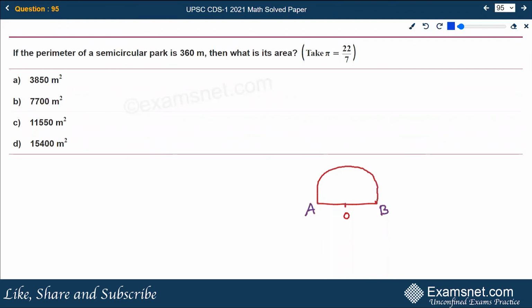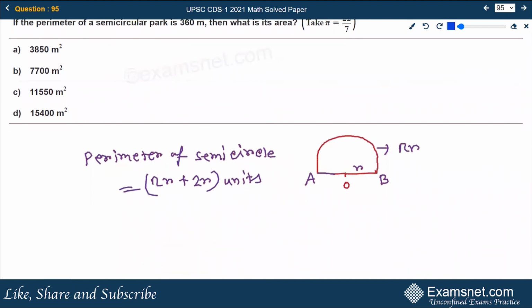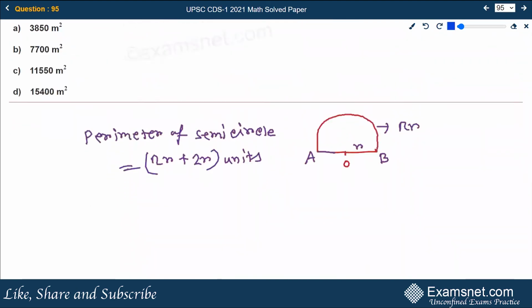In question number 95, we are given that the perimeter of a semicircular park is 360 meter, and we need its area. Let's say the radius of the circle is r. The perimeter of a semicircle is half of the perimeter of the circle, that is pi r, plus the diameter, 2r. This is the formula for the perimeter of a semicircle.